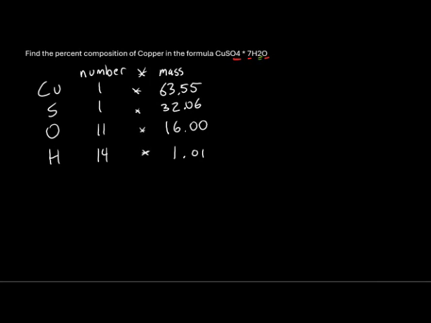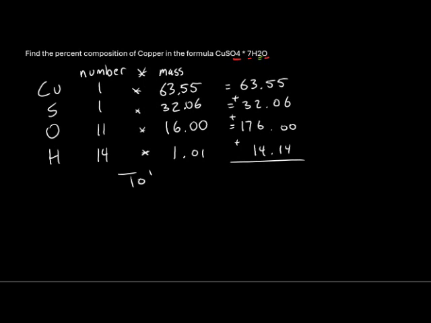First, we'll take 1 times 63.55 for copper. That's 63.55. We'll take 1 times 32.06 for sulfur, giving us 32.06. We'll take 11 times 16 for oxygen, giving us 176.00. And for hydrogen, 14 times 1.01 will give us 14.14. Then we'll add all of the masses together and get the total mass.